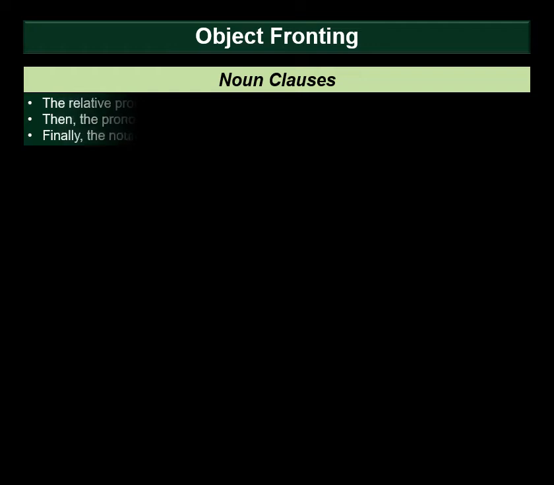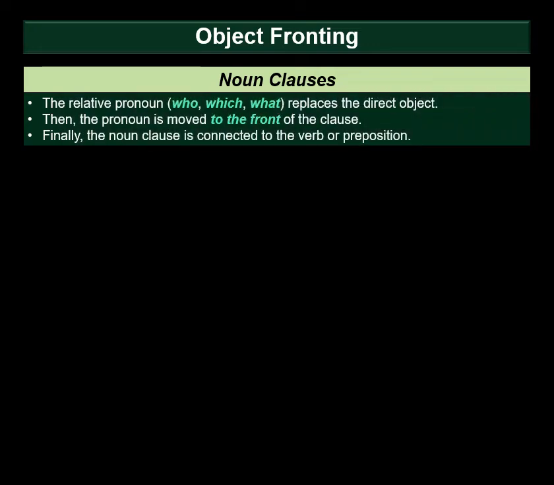Object fronting is also common with noun clauses. Just like adjective clauses, the relative pronoun, who, which, or what, replaces the direct object of the main clause. Then the pronoun is moved to the front of the clause. And finally, the noun clause is connected to the verb or preposition.